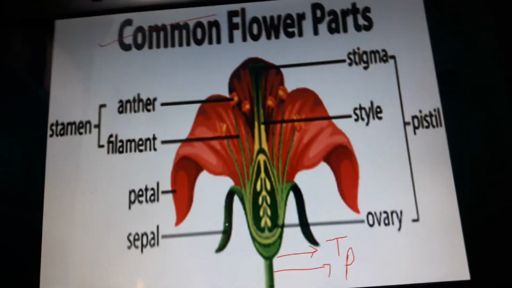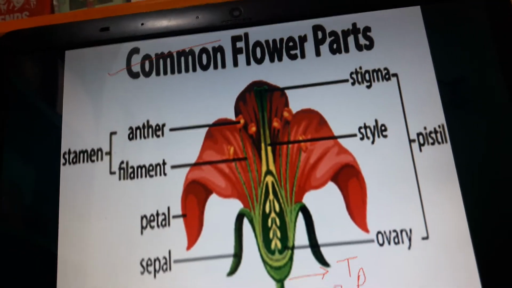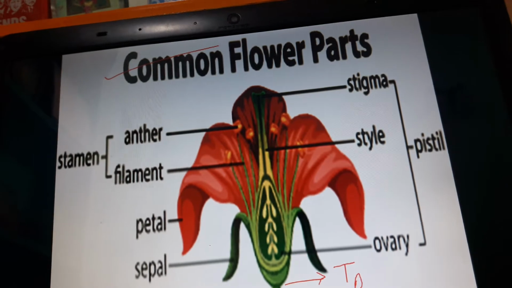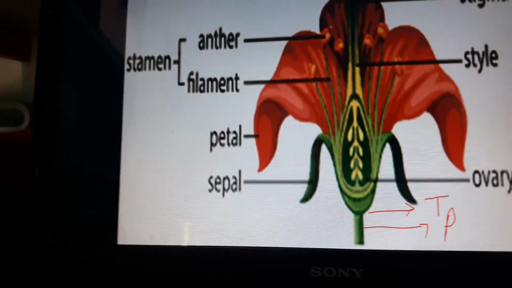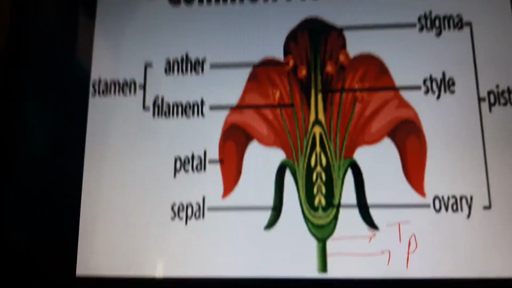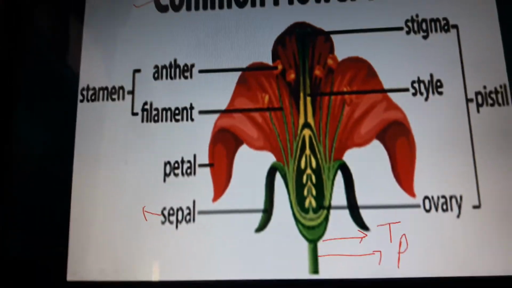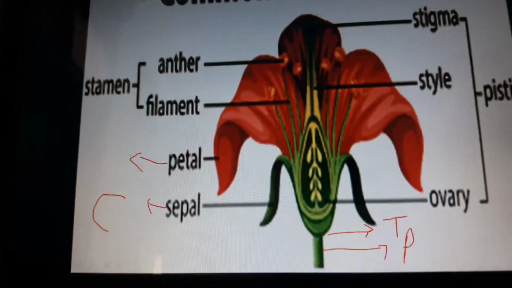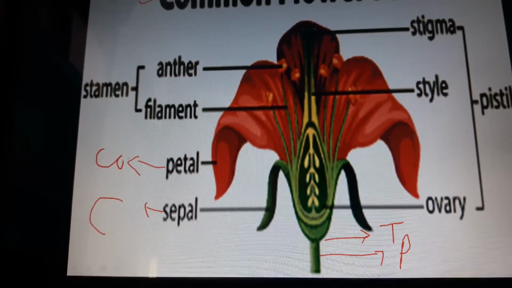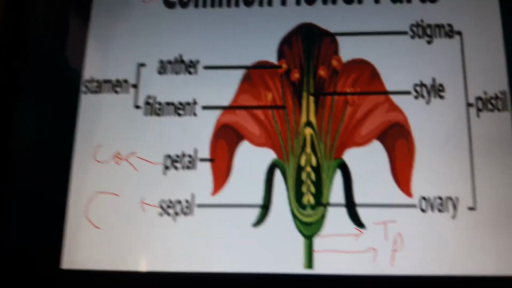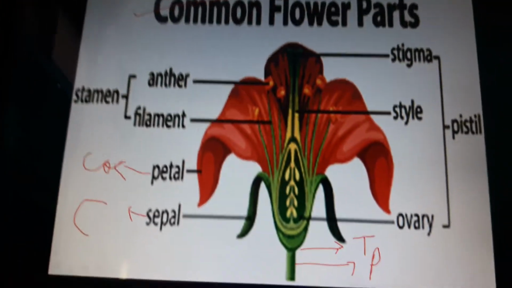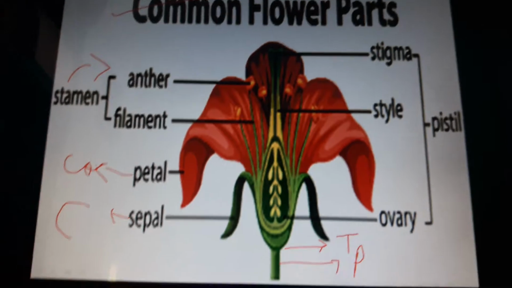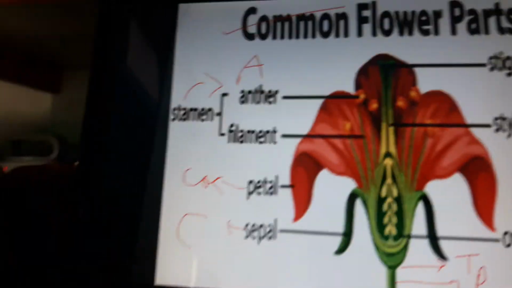Here you have the sepals. See, sepals. Next you have your petals. You'll understand, no? The sepals mean the calyx and the petals mean the corolla. Next you have the stamen. Stamen means the androecium, which is composed of anther and filament.